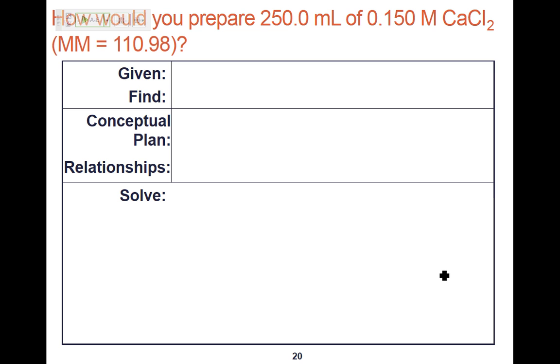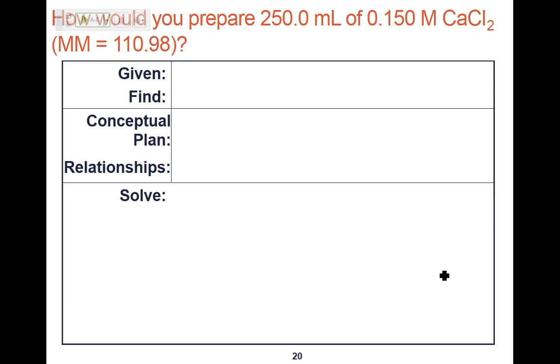Well, here's another example. What if I wanted to prepare 250 milliliters of a 0.150 molar calcium chloride solution? How would I do that?